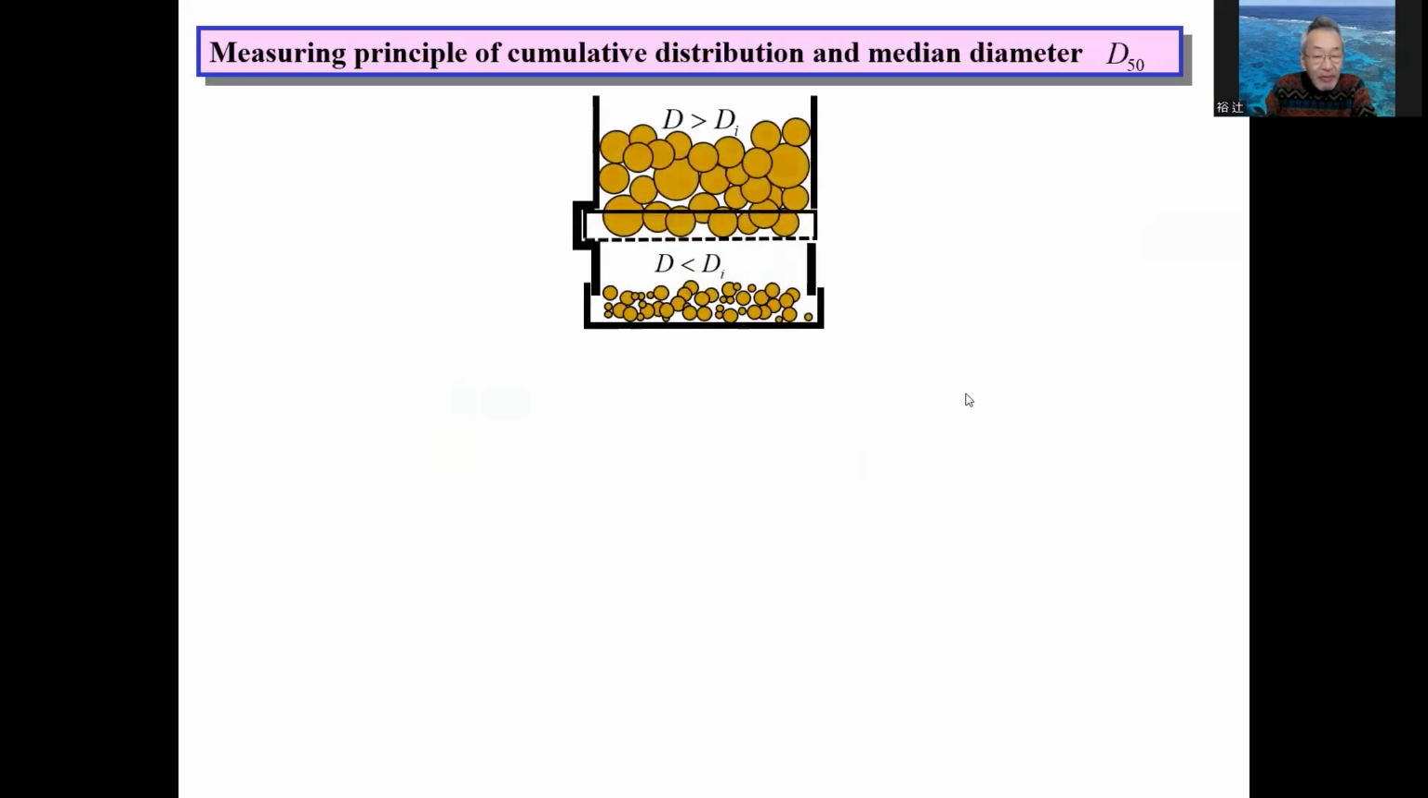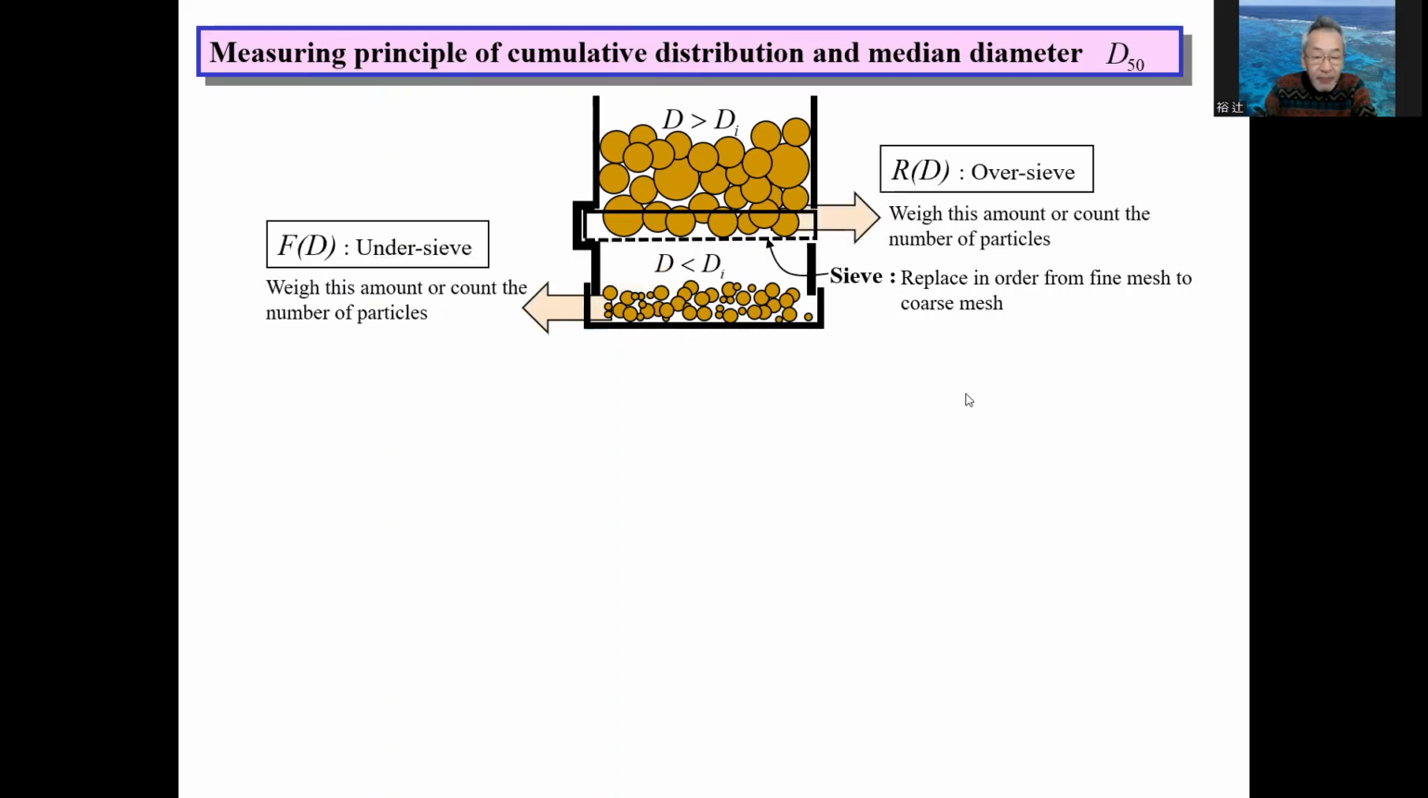This page describes the measurement principle of cumulative distribution using sieves. In the measurement, sieves with different openings are replaced sequentially. The mesh opening size controls the flow of particles. That is, particles larger than mesh size remain on the sieve, and the particles smaller than mesh size pass through the mesh and fall downward. In general, quantities such as the number or mass of the particles are measured.